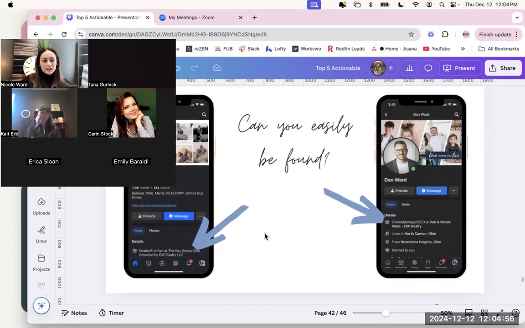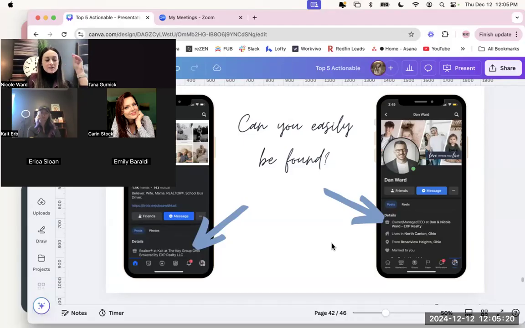On your social media, can you easily be found? Can someone reach out to you? Does your profile have a button that says you work at your business page? Because if it says that you work at your brokerage, guess what? They're going to click your brokerage name and they're going to call that 1-800 number if they don't know who you are. And then your brokerage is going to get the lead and they're going to shuffle it out to some random person and you're never going to see it.